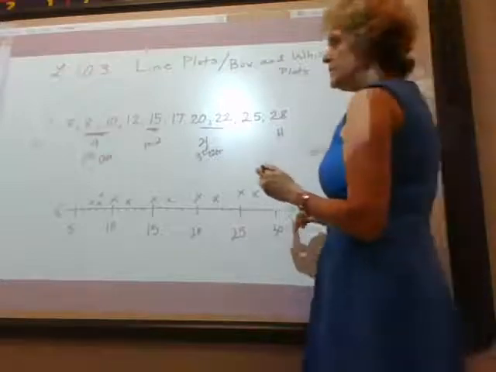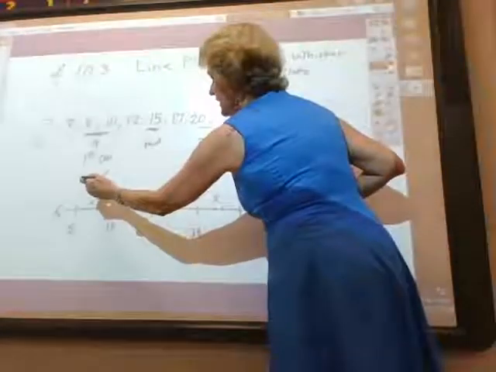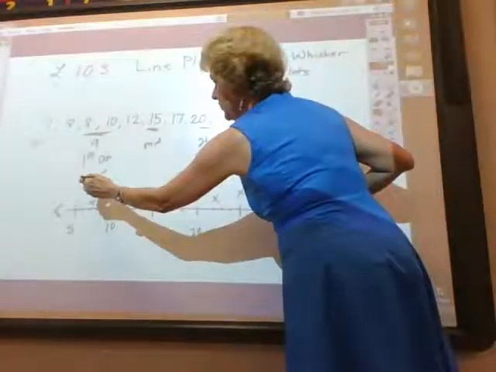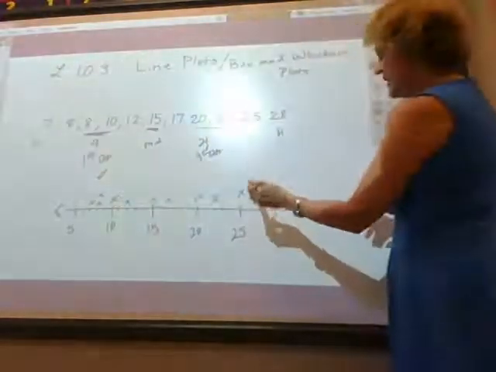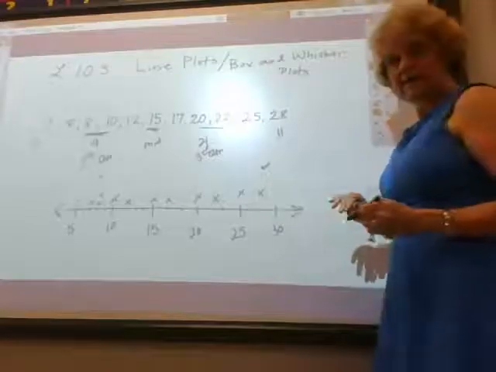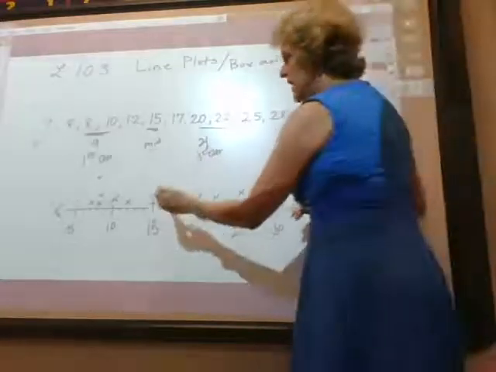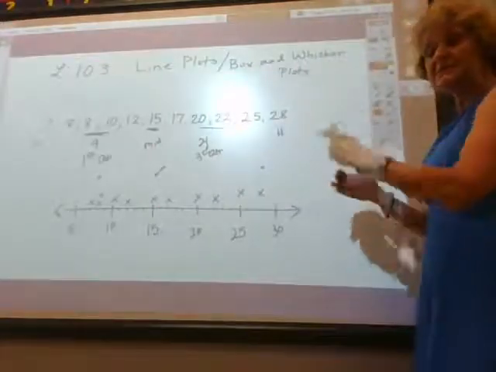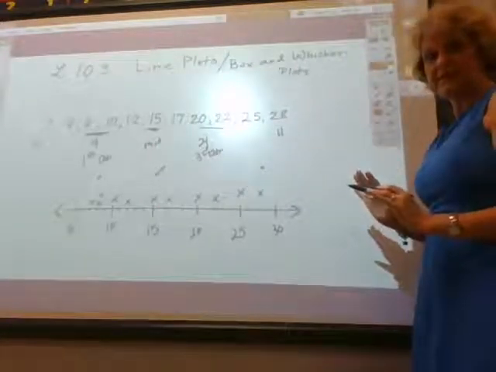All right, I'm going to put a point on 7, okay? That's going to be my low point, and a dot at 28, okay? And I'm also going to put a dot on 15. So my low, high, and middle are pretty simple, aren't they?